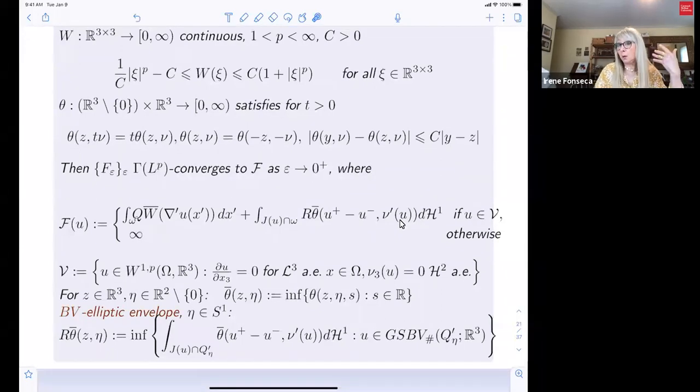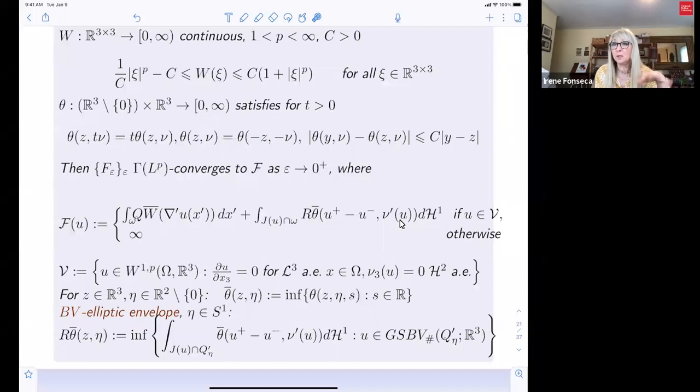And then when you relax, you find what you expect, namely the bulk energy is familiar to us now. It goes back to Le Dret and Raoult, and then you just have to work a little bit to find out what happens now to the surface energy. And there's a formula for that, where, as it was the quasi-convex envelope, this is now what is called the BV-elliptic envelope, which goes back to Ambrosio and Braides, which is the equivalent of quasi-convexification for surface energies.